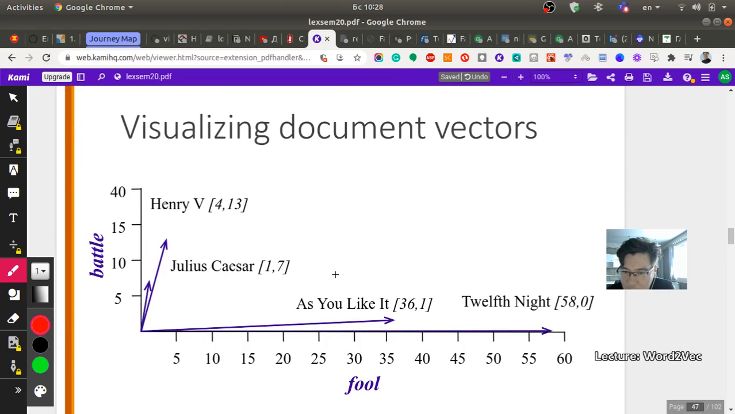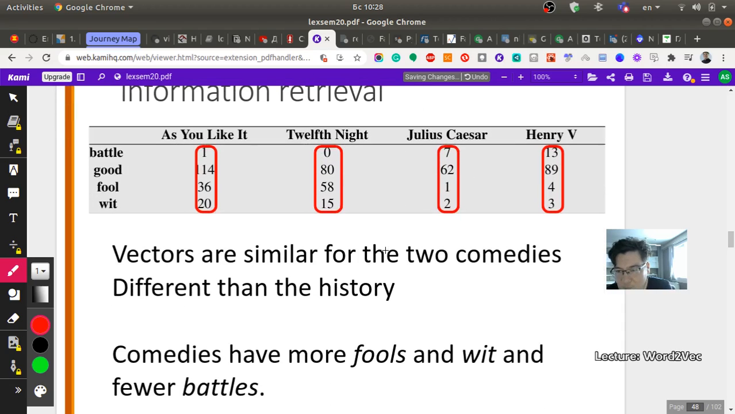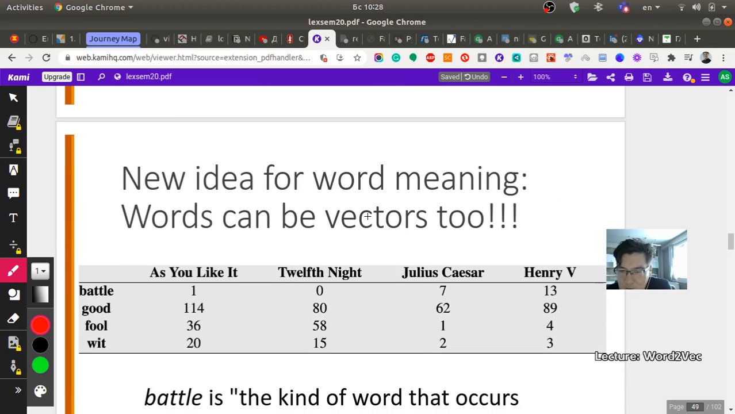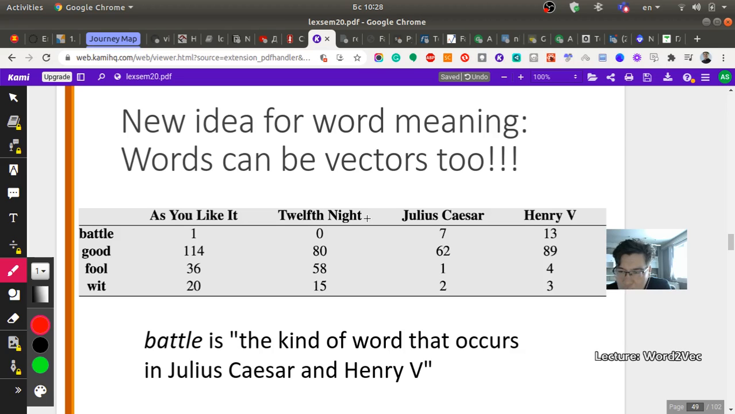So if you visualize it, for example, Julius Caesar and Henry V: battle and fool. Battle is used in Henry V. Okay, so this is the number of words. For example, Henry used battle 13 times and fool 4 times. By using it, you can actually find that these two documents are very similar. So these two are similar. Comedies have more fools and wit and fewer battles. Words can be vectors too.